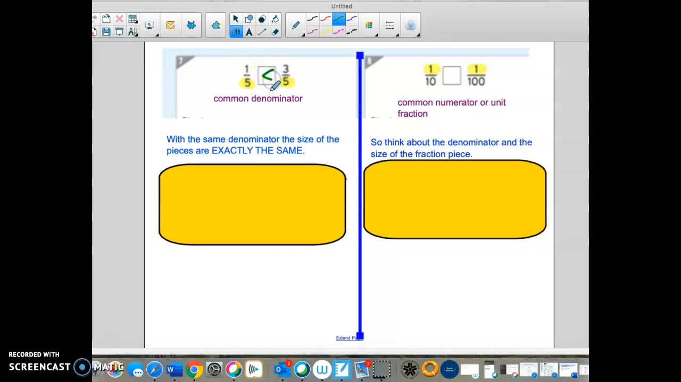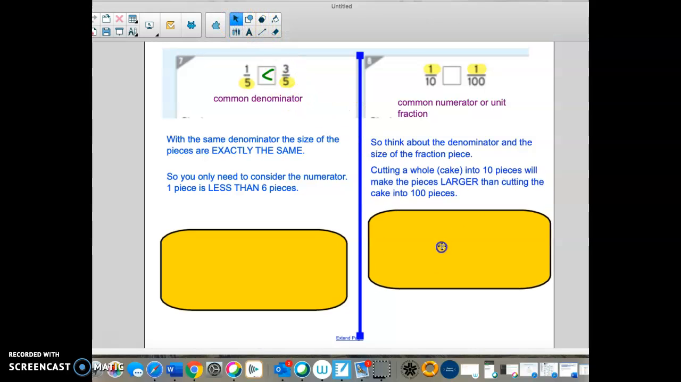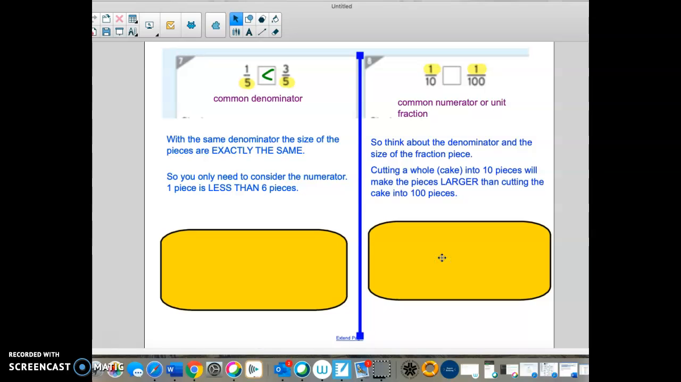1/5 would be less than 3/5. For number 8, we've got common numerators or unit fractions here because the numerator is 1. So we have to think about those denominators. 100 is a larger number, so it's going to have a very small piece, as opposed to cutting a cake into 10 pieces. Those would be much larger, so 1/10 is larger than 1/100.